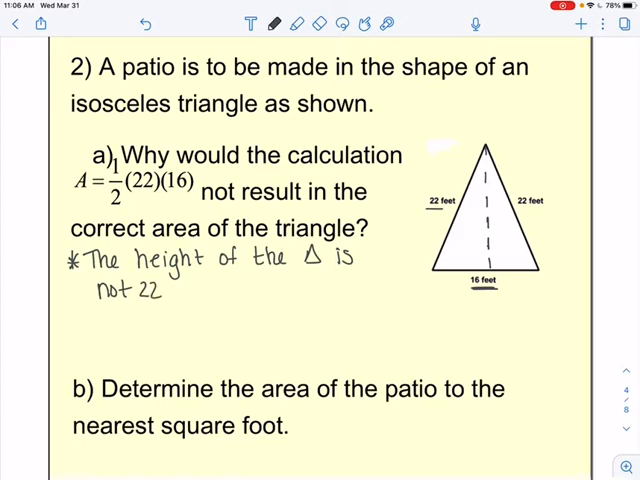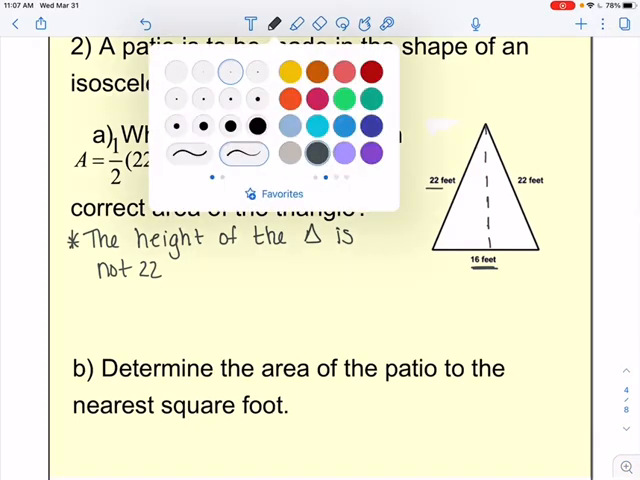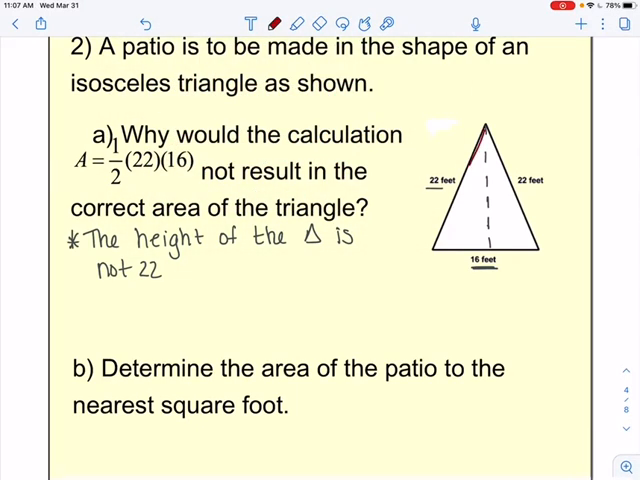Okay, so now for part B, we want to determine the area of the patio to the nearest square foot, which means we need to find the height. If this is isosceles, I'm going to change my color here so you can see it a little better. I am going to concentrate on one side of that triangle. I can find that height x by using the Pythagorean theorem.